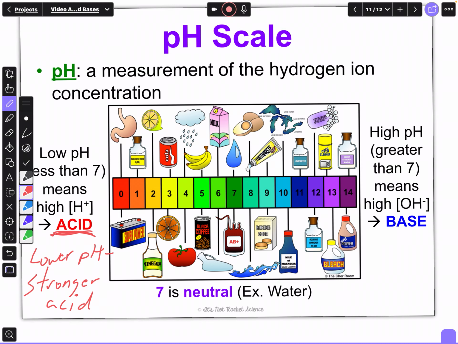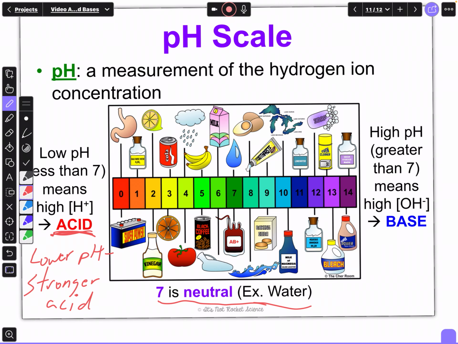And then you have what's neutral. 7 is something that's not an acid or a base. 7 is right in the middle. An example is pure water. Blood has a pH of 7. Sometimes they say blood has a pH of 8.